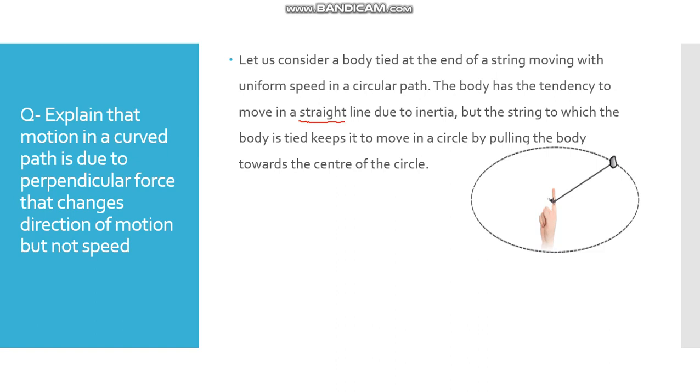Here is a figure. In this figure you can see that a stone is being tied with a string and there is a person who is moving this stone in a circular path. So what is happening is that whenever you rotate a stone, the direction of the stone is always forward. But because of this string, this stone is being kept in a circular path.